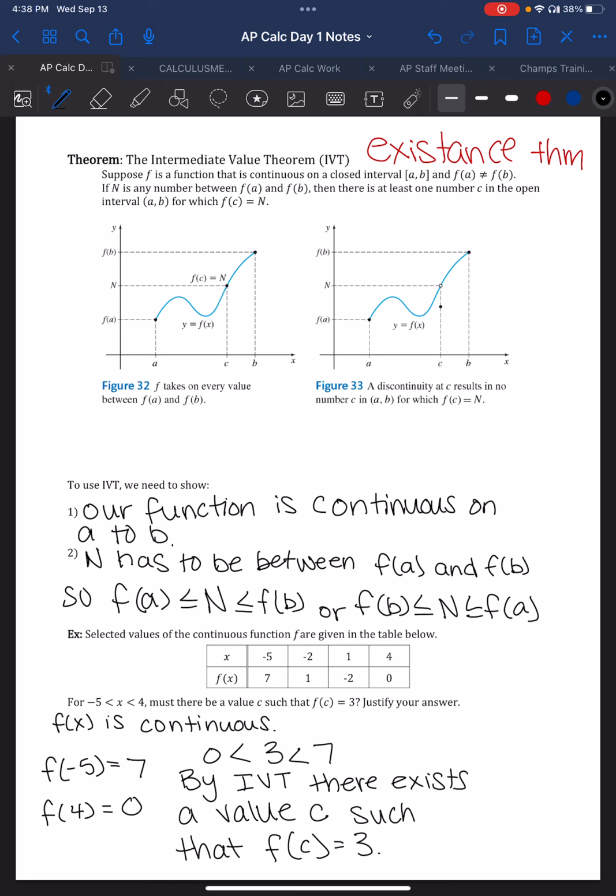So, did we find what x value that is? No. It could be in between -5 and -2. It could be in between -2 and 1. It could be in between 1 and 4. We don't know, but that's not what this is asking. This is just asking, is there any possibility that this exists? And that's all IVT is. So let's look at another one.